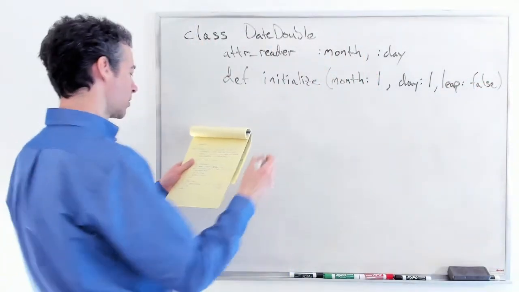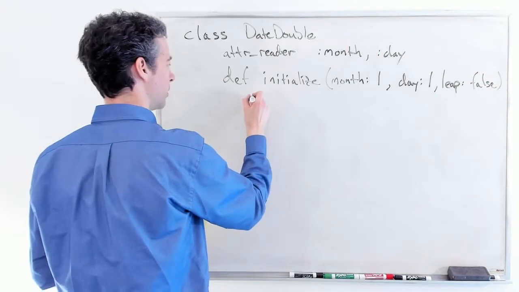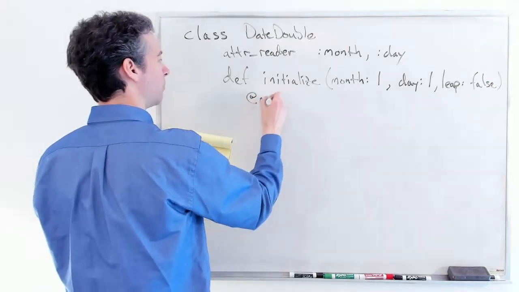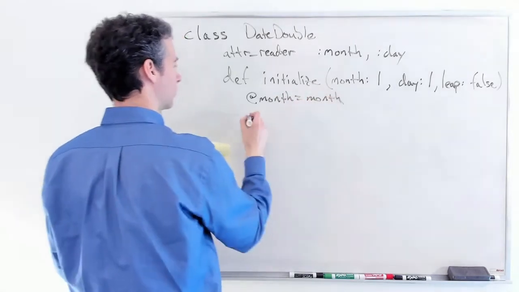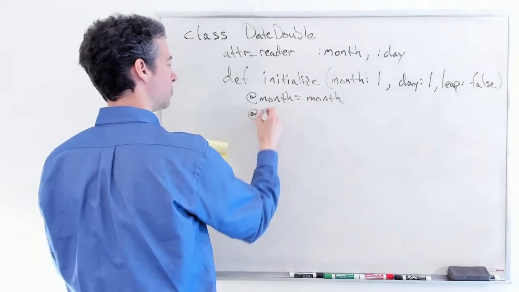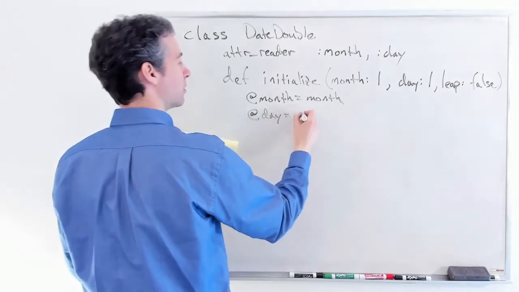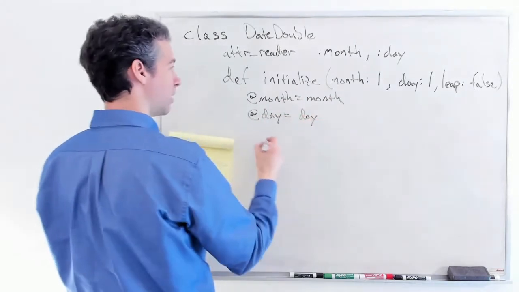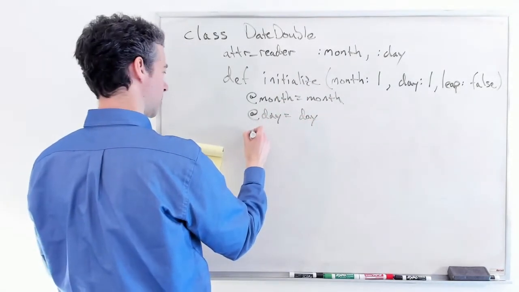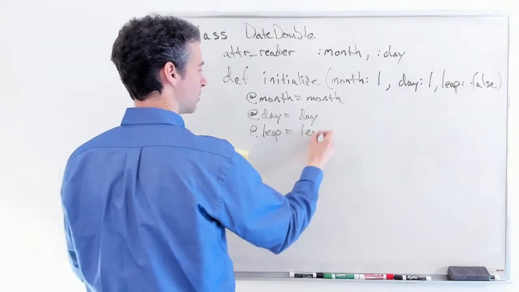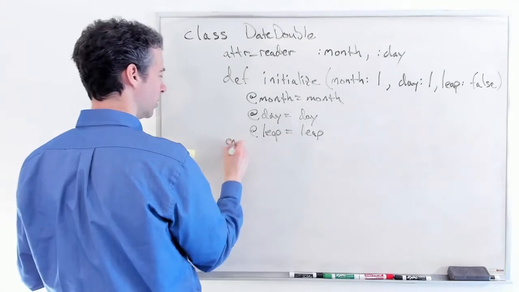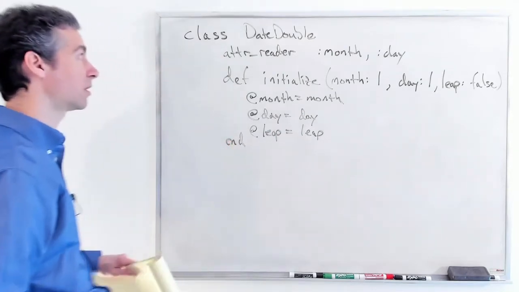All right, so we go ahead in here. And now I'm going to have my member variable month. And I'm just going to set it to month. My member variable day, and I'll set it equal to the passed in day. And I'm going to have a member variable leap. And I'm going to set it to the passed in leap. So a very simple constructor here for this class.